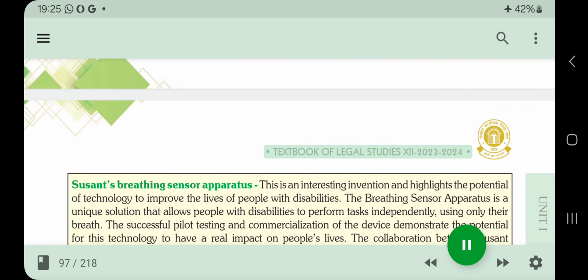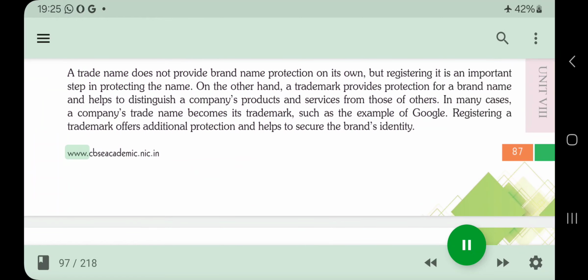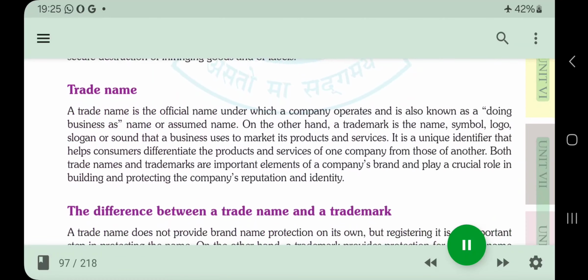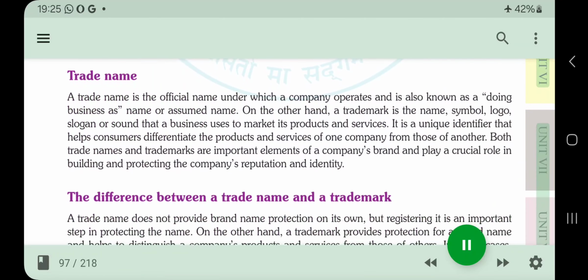Textbook of Legal Studies 12-2023-2024. www.CBCacademic.NIC.In. Unit I. Unit 2. Unit III. Unit IV. Unit V.